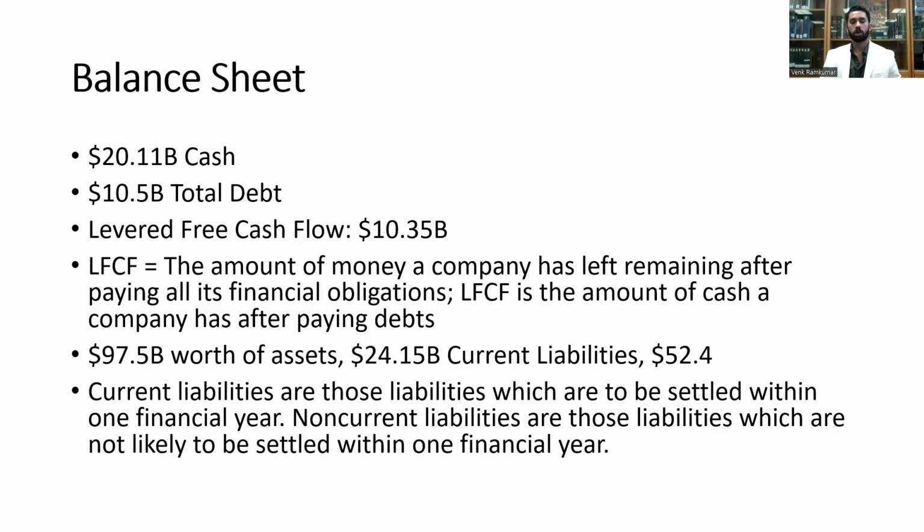It has a great liquidity ratio, which is assets over liabilities. 97 billion worth of assets, 24 billion worth of current liabilities, which I talked about, and 52.4 billion in total liabilities. I forgot to write the unit after this, guys, but this is $52.4 billion of total liabilities.